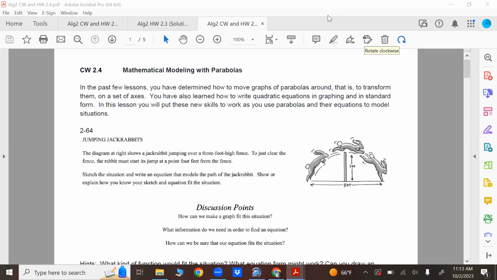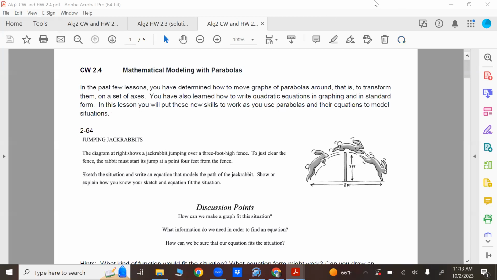In the past few lessons, you have determined how to move the graphs of parabolas around, that is, to transform them on a set of axes. You've also learned how to write quadratic equations in graphing and in standard form. In this lesson, you'll put these new skills to work as you use parabolas and their equations to model situations. So it's basically a lot of word problems. That's what we're doing today, a lot of word problems.